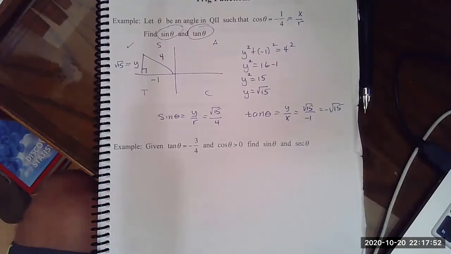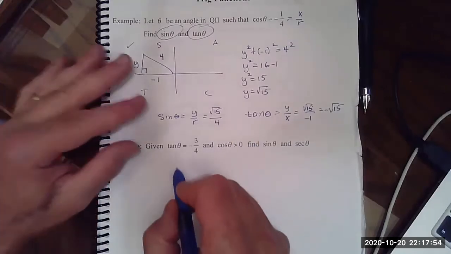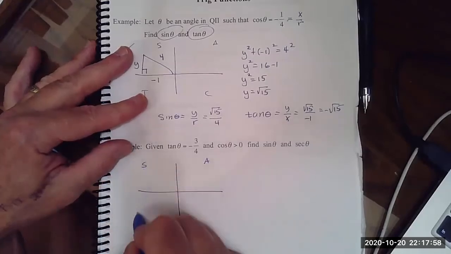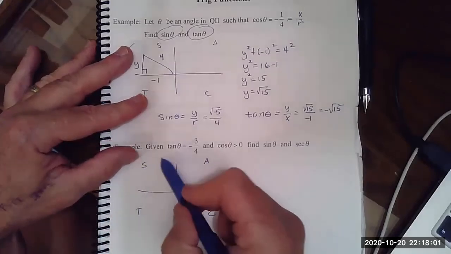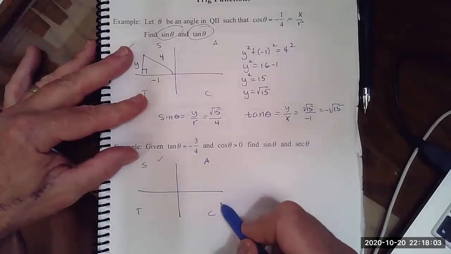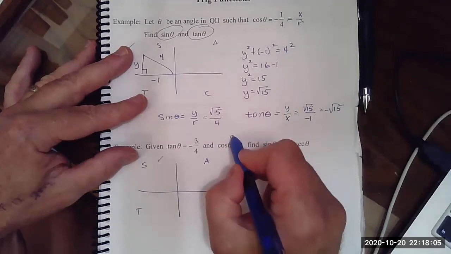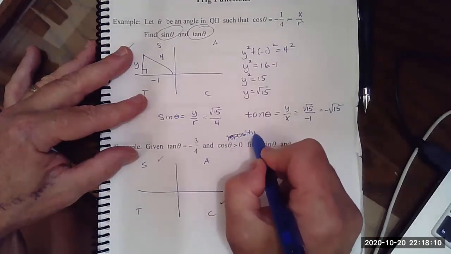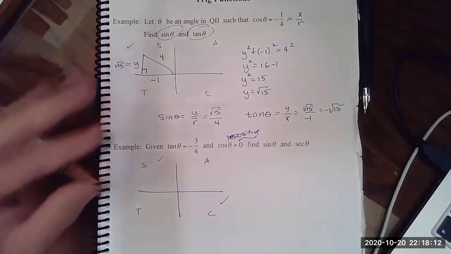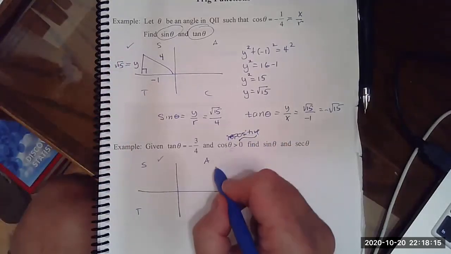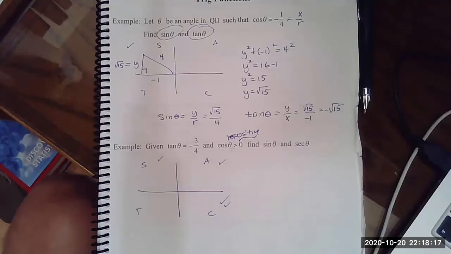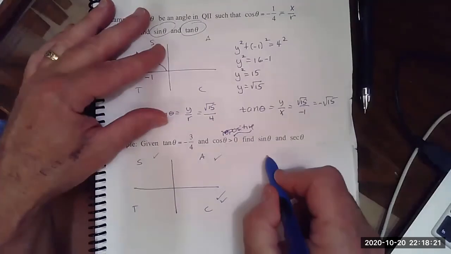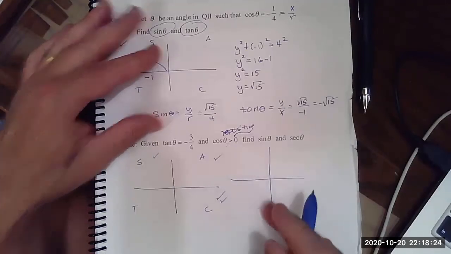All right, this one here. Tangent is negative. Which quadrant is tangent negative in? Well, all students take calculus. Tangent is negative here and there. Cosine is greater than 0, which means it's positive. Cosine is positive here and there. So with two check marks it's quadrant 4, and that's how I'm going to draw my triangle.